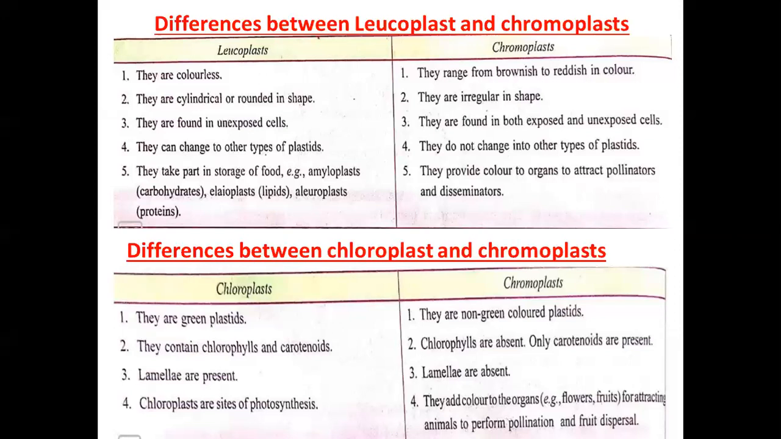Lamellae are present in chloroplasts, but in case of chromoplast, they are absent. Chloroplasts are sites of photosynthesis, very important, and chromoplasts add color to the organs, for example flowers and fruits, for attracting animals to perform pollination and fruit dispersal.